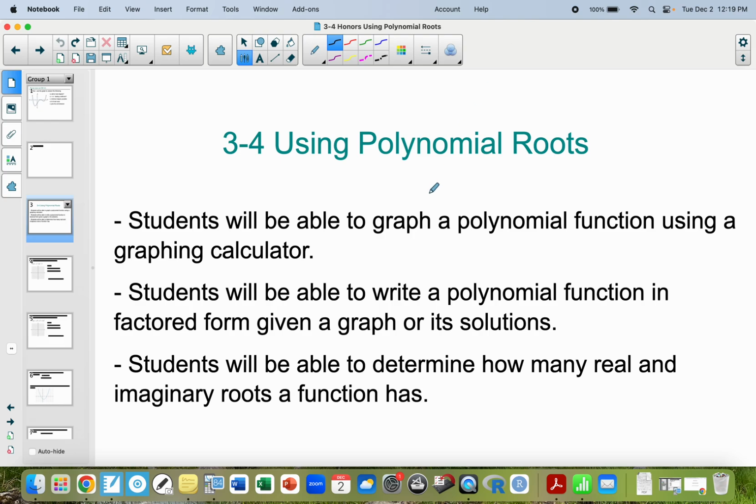-4 using polynomial roots. So our goals today are that we can graph a polynomial function using our graphing calculator. We can write a polynomial function in factored form given a graph or its solutions. And we will be able to determine how many real and imaginary roots a function has.